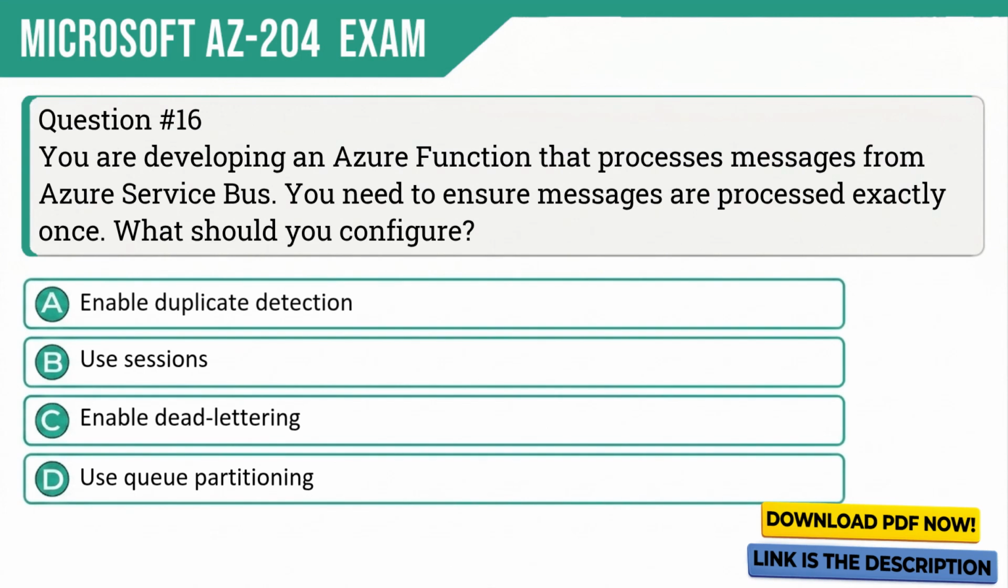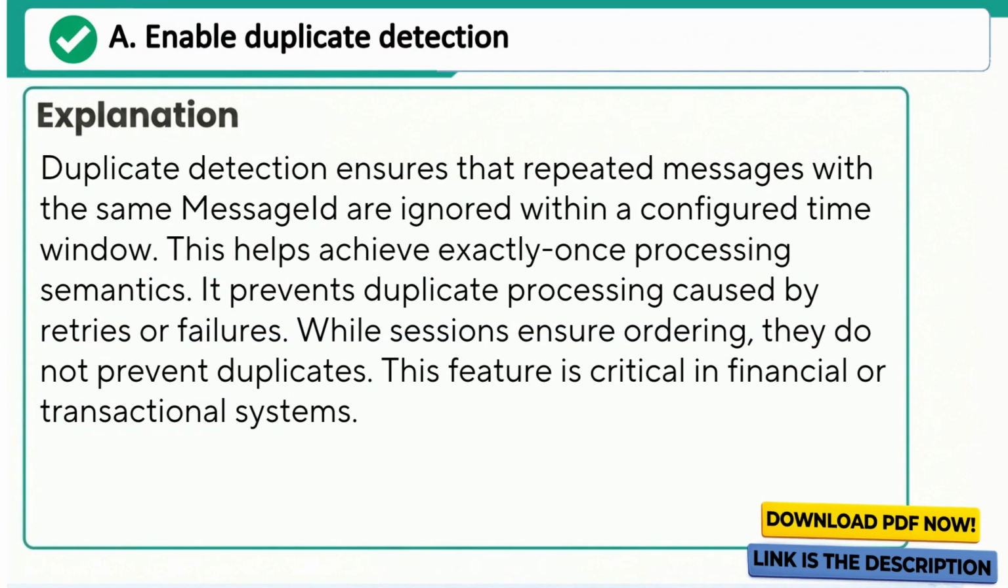Question number 16. You are developing an Azure function that processes messages from Azure Service Bus. You need to ensure messages are processed exactly once. What should you configure? A. Enable duplicate detection. B. Use sessions. C. Enable dead lettering. D. Use queue partitioning. Correct answer, A.